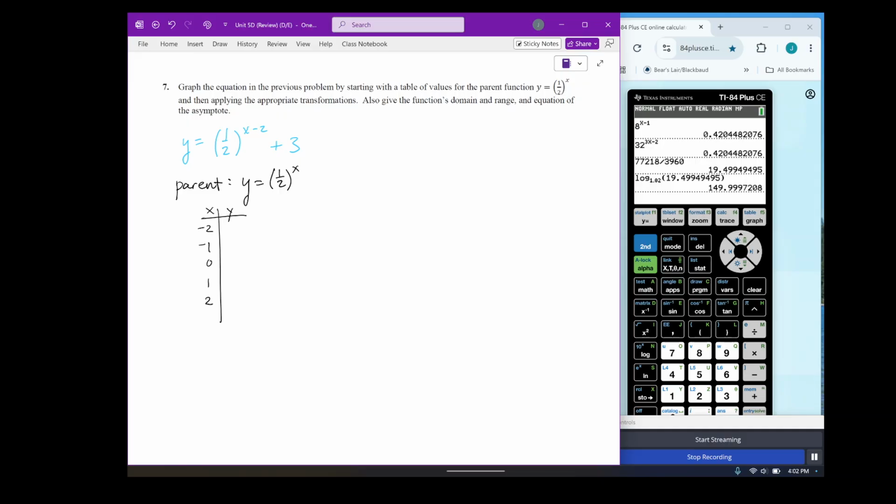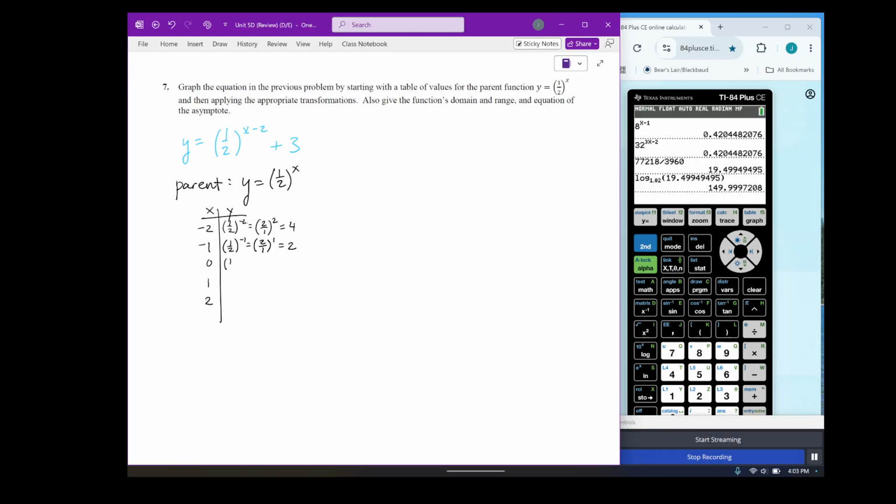And when I plug -2 into 1 half to the x, it's 1 half to the -2, which to make that a positive 2, we just flip the inside, which equals 2 squared, so that's 4. 1 half to the -1 is going to be the same. I just flip it, and that -1 turns into a positive 1, and so we get 2 for that.